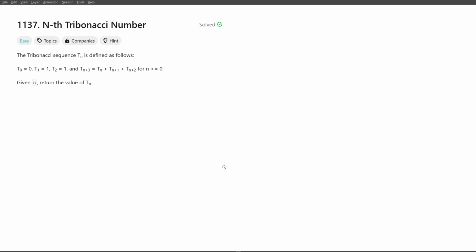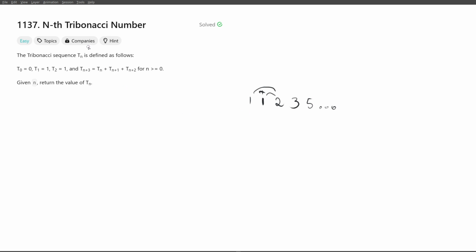Hello everyone, today we'll talk about the problem nth Tribonacci number. This is a sequence defined in a way analogous to the Fibonacci number sequence, which starts 1, 1, and every next number is the sum of the two previous numbers. 1 plus 2 is 3, 2 plus 3 is 5, and so on.